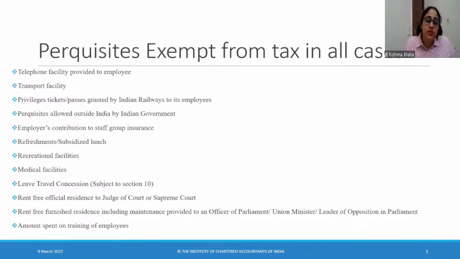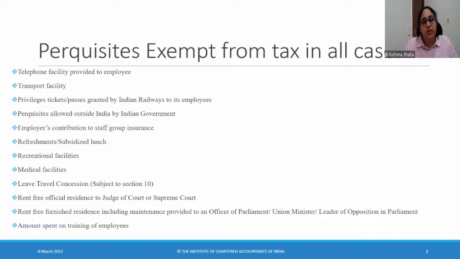Rent-free official residence to a judge of the High Court or Supreme Court. So all the judges of the court get good accommodation to live in. The benefit or the value of that accommodation is exempt only for the judges of the court. Then free furnished residence, including maintenance, provided to an officer of Parliament, Union Minister, or Leader of Opposition in Parliament. Nothing to explain here.